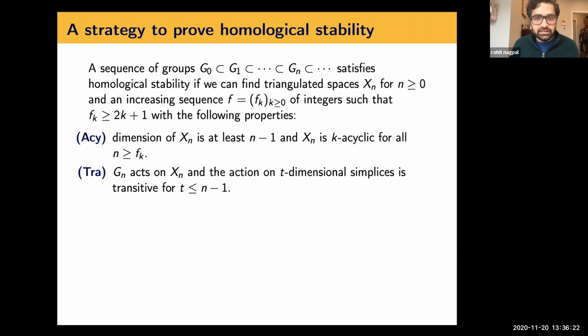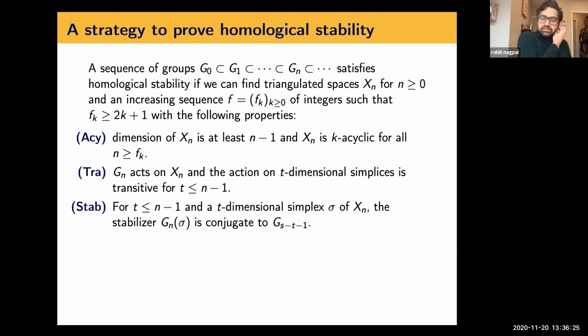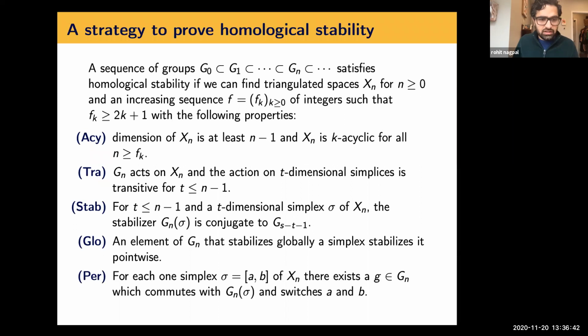Right, for t less than or equal to n minus 1. And we want a stability condition, which is basically saying that if you take a simplex and take its stabilizer, it should be conjugate to a smaller group in this sequence of groups. And some other formal conditions: the global stabilizer of a simplex, if it stabilizes globally, then it stabilizes pointwise. And this permutation condition, which is saying that you can permute in some ways.